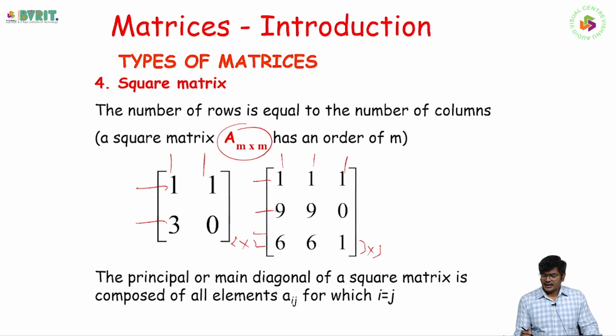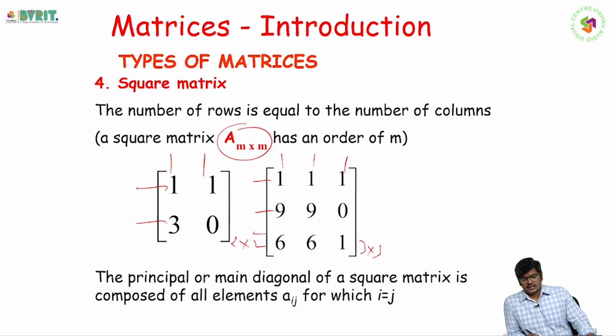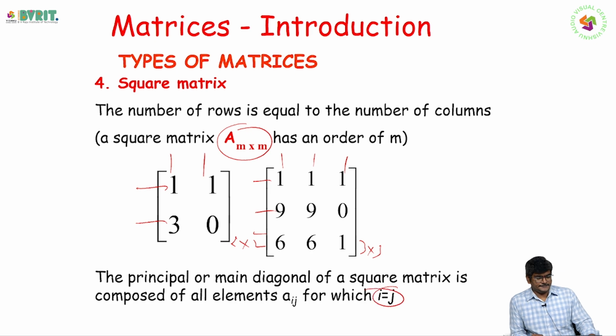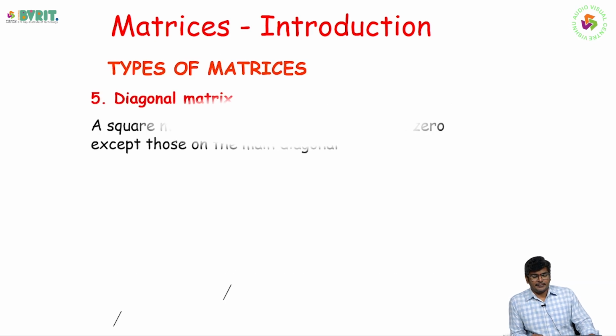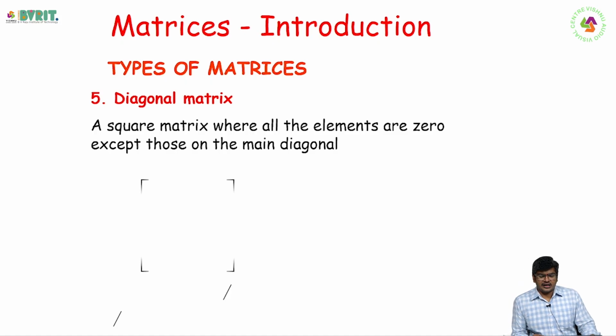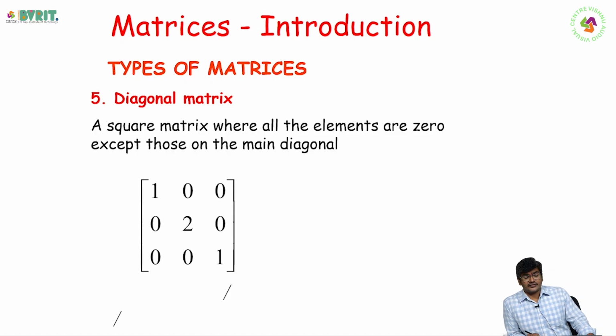Therefore, this is a square matrix. The principal or main diagonal of a square matrix comprises all elements a_ij where i equals j. Next, diagonal matrix. A diagonal matrix is a square matrix where all the elements are zeros except the main diagonal elements. That is, the diagonal elements are not equal to 0 and the remaining elements are all 0. That type of matrix is called a diagonal matrix. A diagonal matrix must be a square matrix.